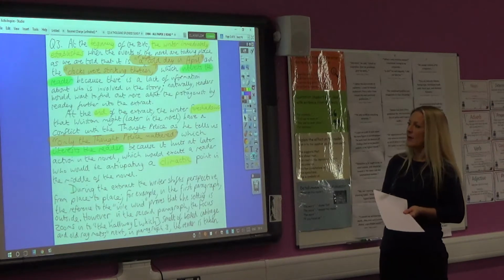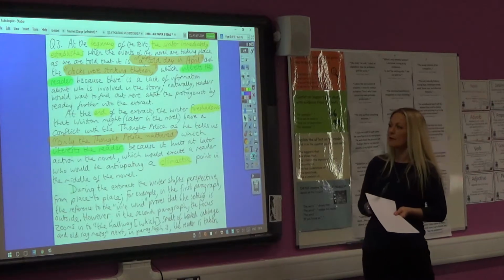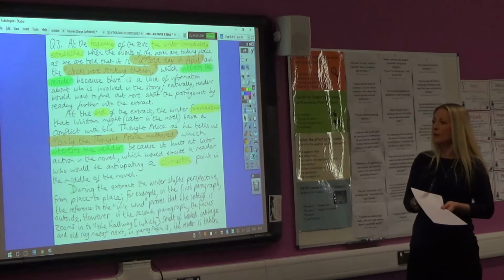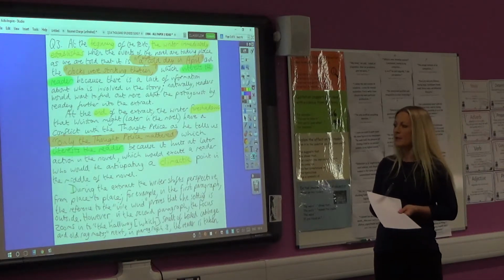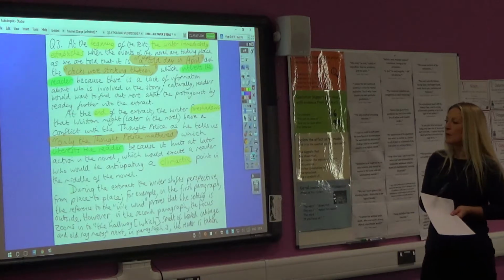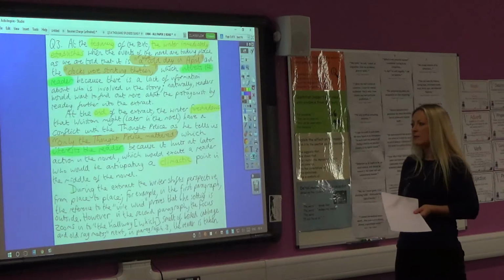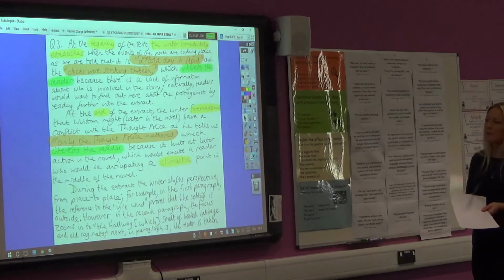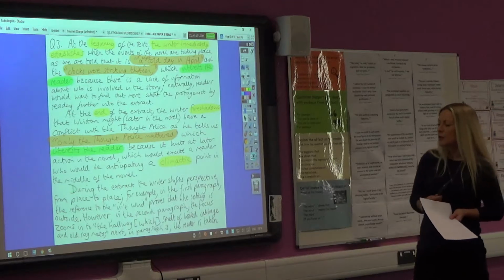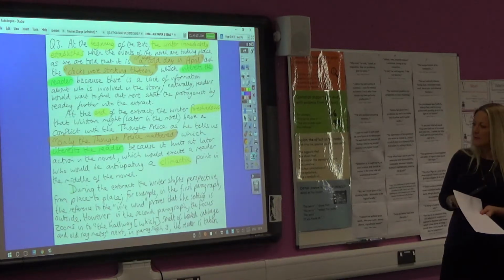At the end of the extract, the writer foreshadows that Winston might, later in the novel, have a conflict with the thought police, as he tells us only the thought police mattered, which interests the reader because it hints at later action in the novel, which would excite a reader who would be anticipating a climactic point in the middle of the novel. During the extract, the writer shifts perspective from place to place.